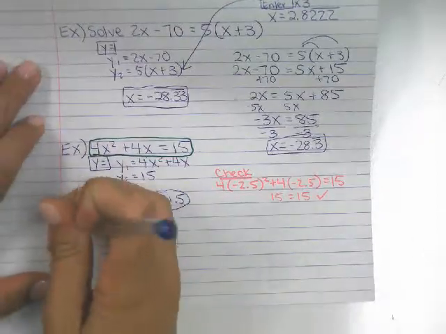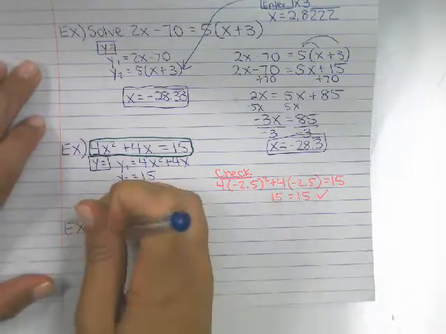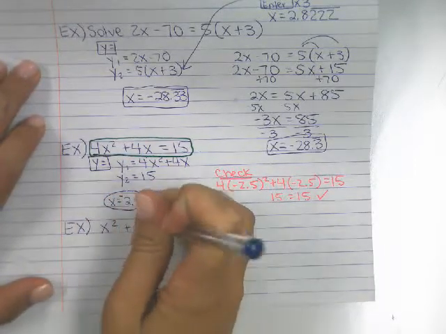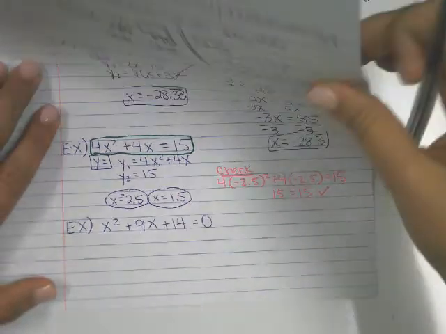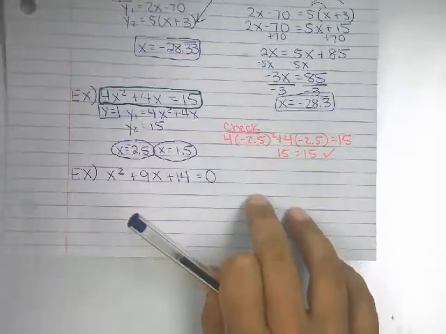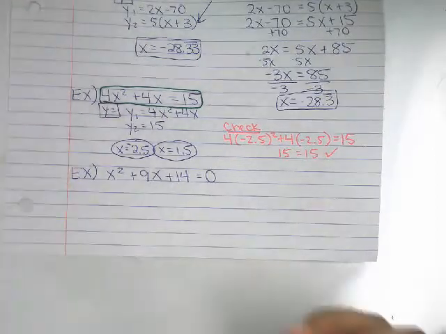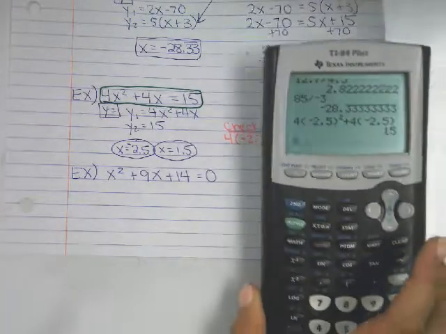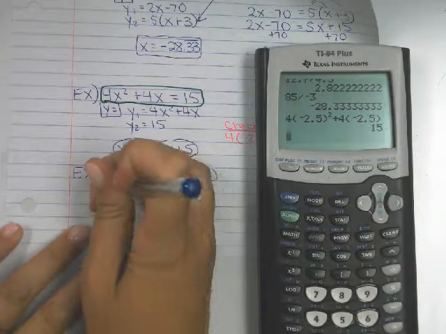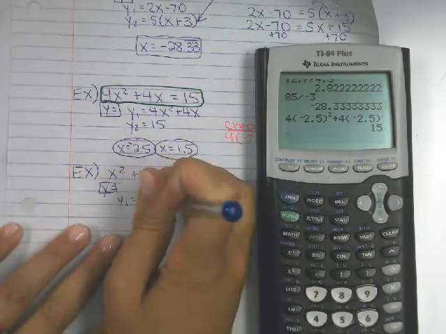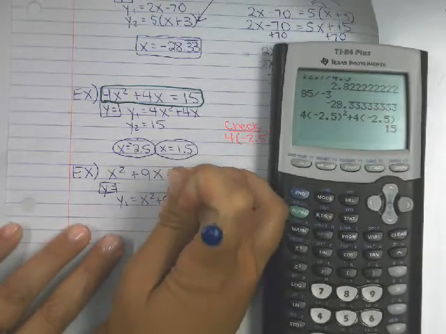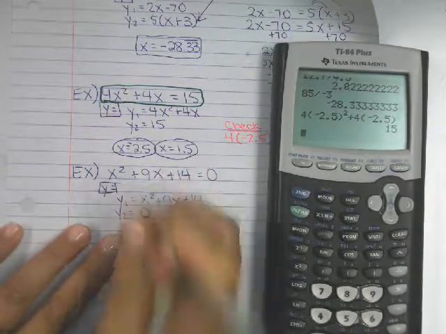All right, let's do one more. We're going to do x squared plus 9x plus 14 equals 0. We are looking for the solutions here. So we're going to pick up my calculator, use my y equals button. My y1 is the x squared plus 9x plus 14. And my y2 is 0.